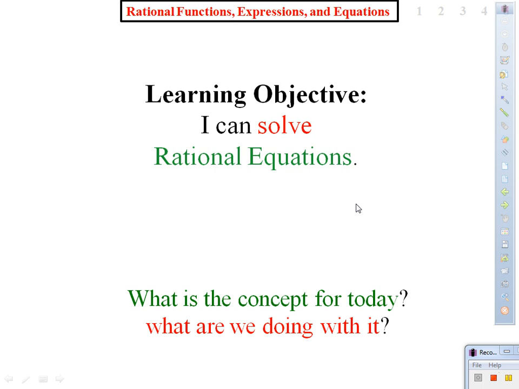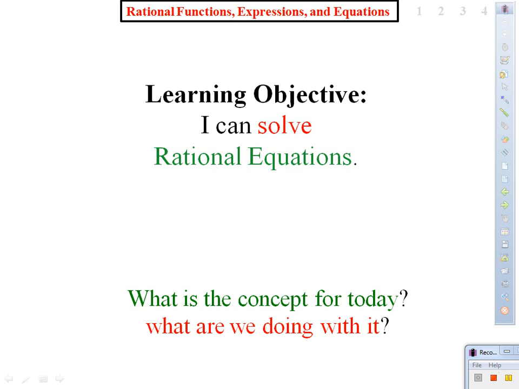Our home plate for today is pages 460 and 461 only. Our objective for today: I can solve rational equations. Once again, I can solve rational equations. So you remember the main concept for today that's going in your prayer model?